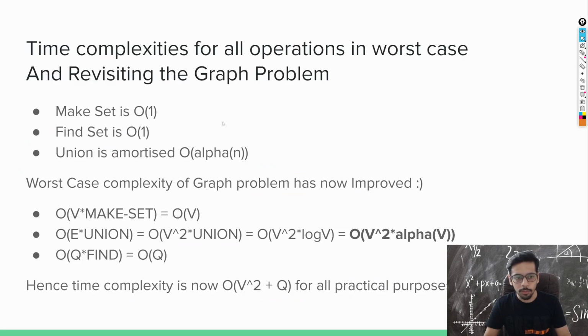Now let's revisit the problem again. Since everything is O of 1, your complexity reduces to V squared alpha V, which is V squared. So you were solving a problem in V cubed, which you are now solving in V squared. So that's the power of the disjoint set union data structure.